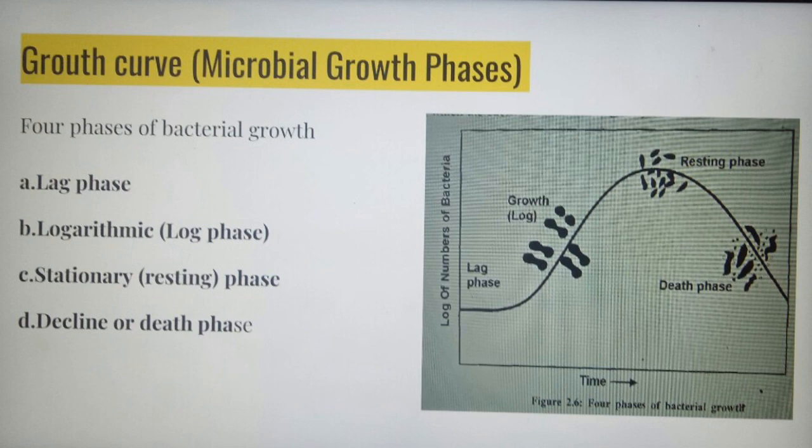We have the last phase, which is known as the phase of decline. This is the phase when the microbial population decreases due to cell death. Besides nutritional exhaustion and toxic accumulation, autolytic enzymes may also cause cell death.